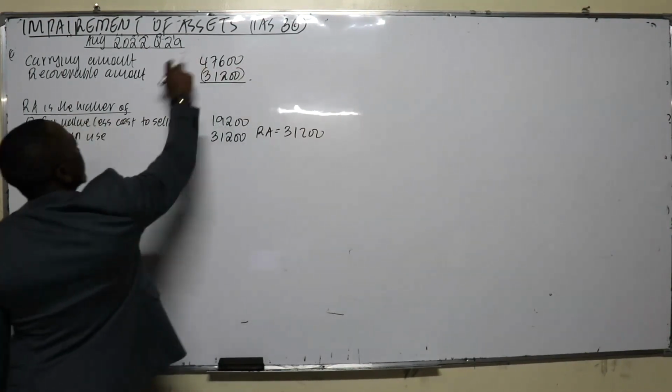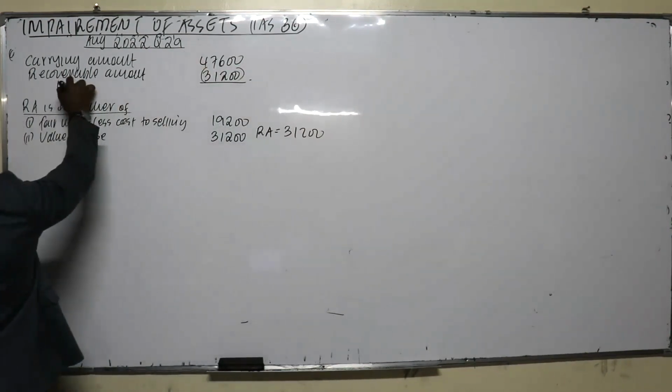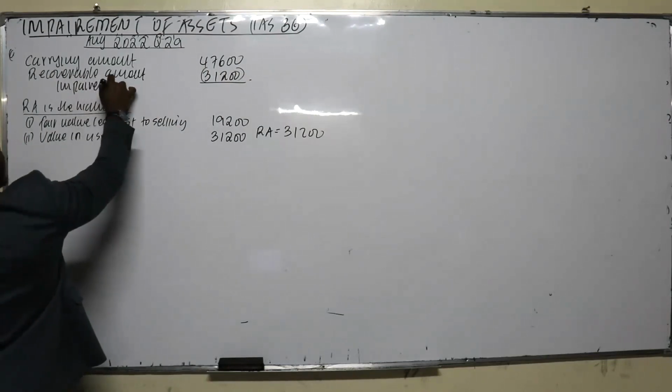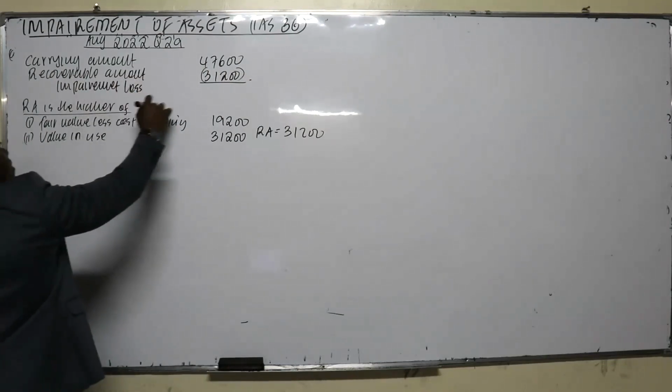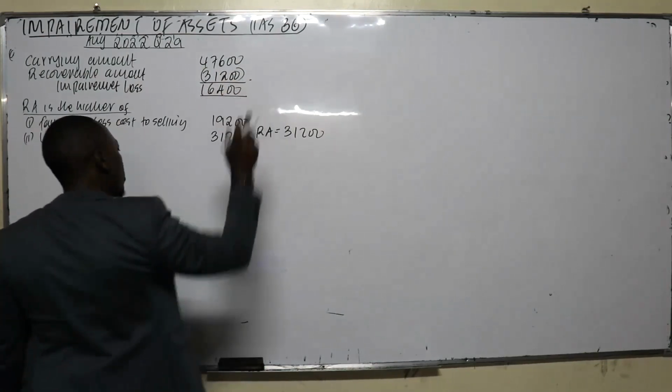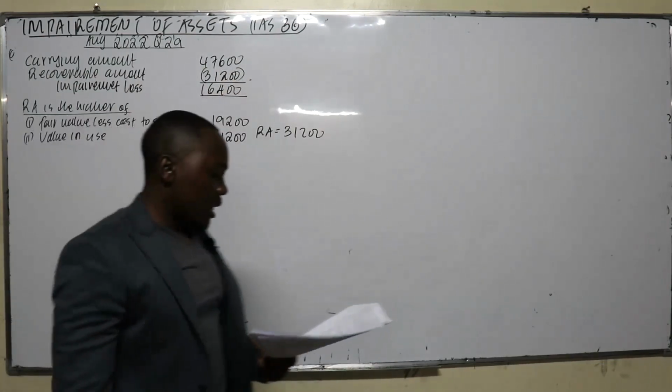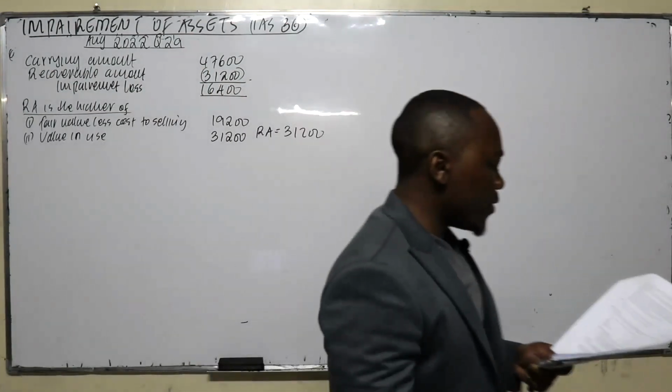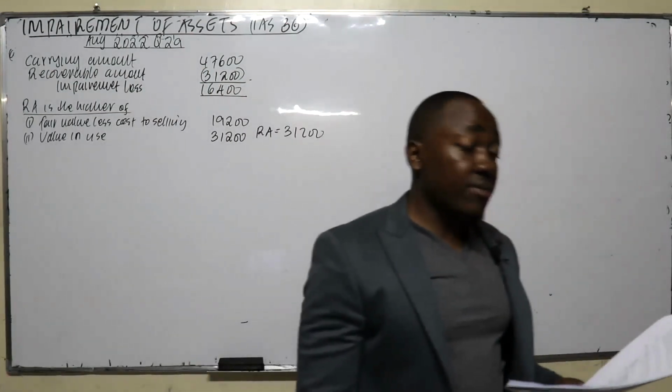And the carrying amount was 47,600. So that means there was an impairment of an amount of 16,400. This is the amount to be shown in the financial statement. Number 2, half of the machinery has been destroyed and has no resale value.